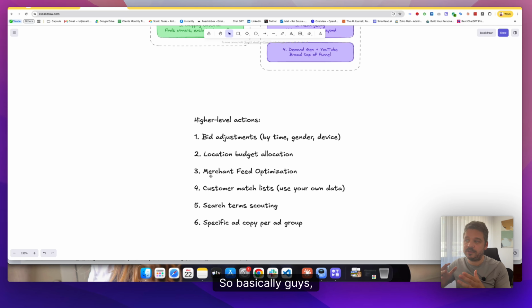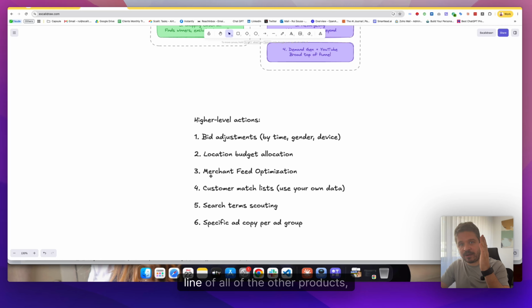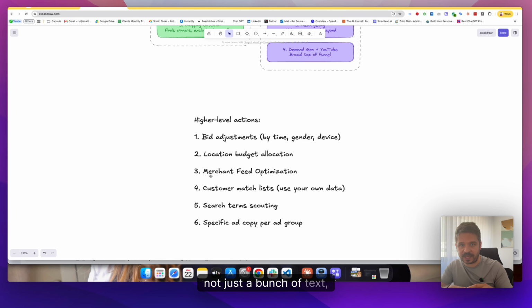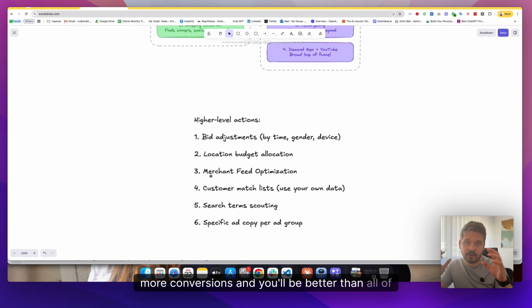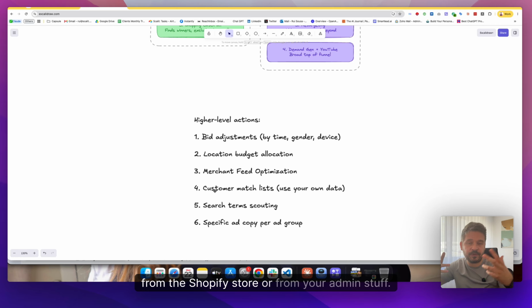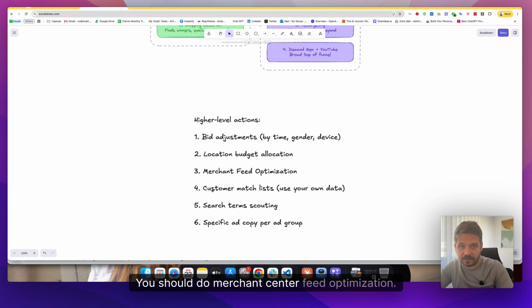So basically, guys, especially for Google Shopping, where your product appears in the same line as all of the other products, you should have the best title. You should have a description that converts, not just a bunch of text, right? So if you do all of these optimizations, you'll get more clicks, more conversions, and you'll be better than all of the other competition. And a lot of people don't do that. They just push the products from the Shopify store or from your admin, and that's it. You should do Merchant Center feed optimizations.